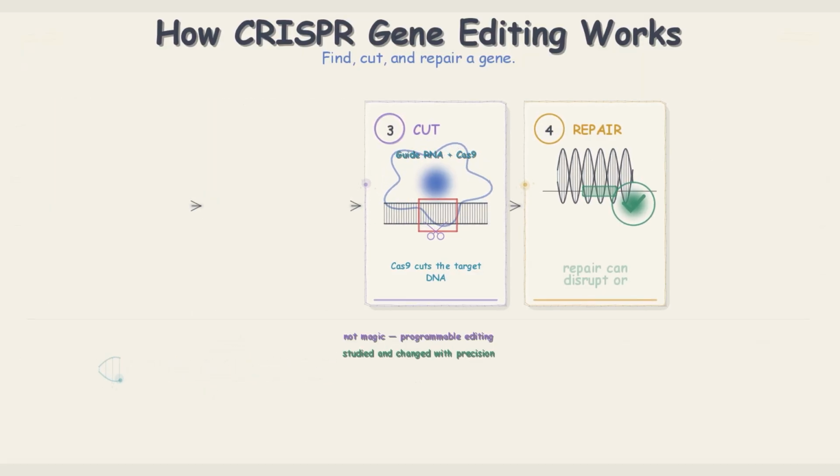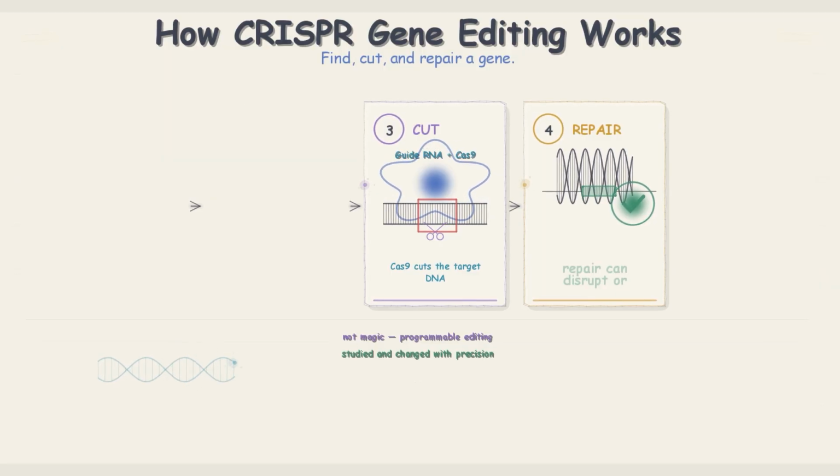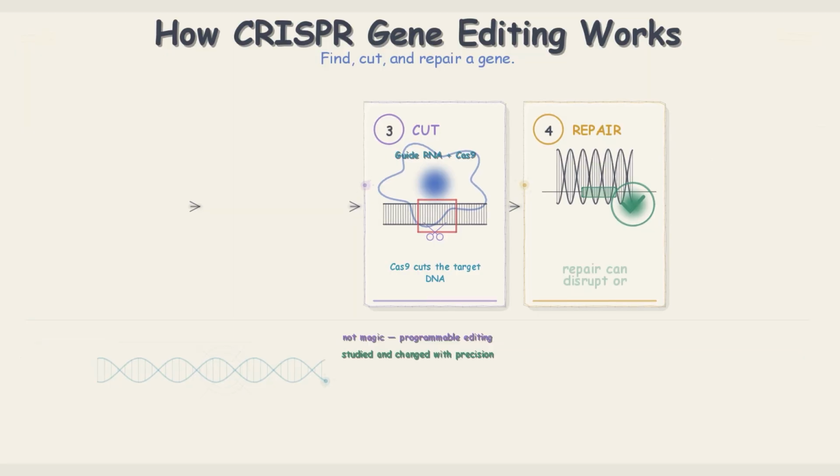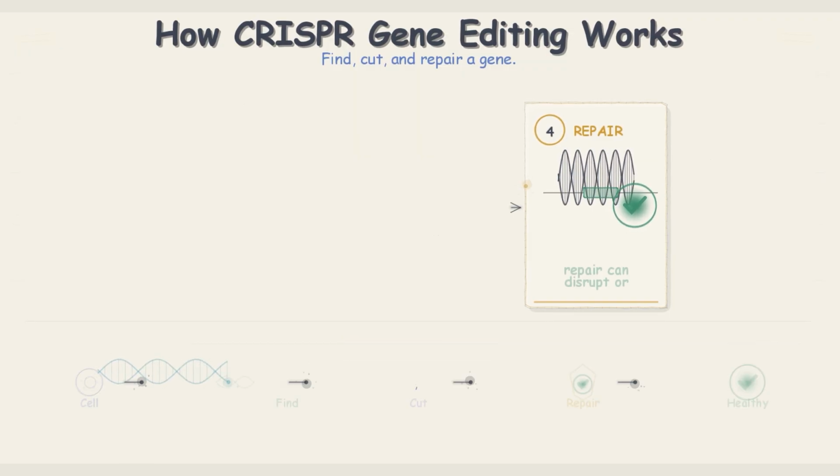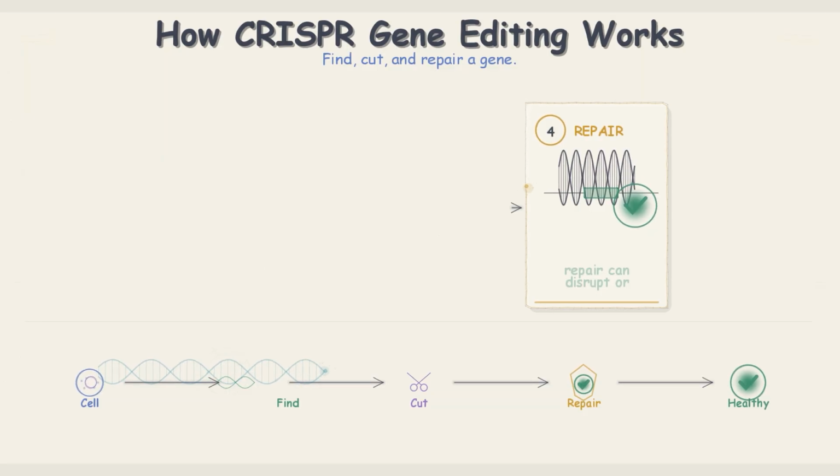CRISPR is not a magic wand. It is a programmable editing system. When used carefully, it lets biology be studied and changed with new precision. Find the target, cut the DNA, and guide the repair.